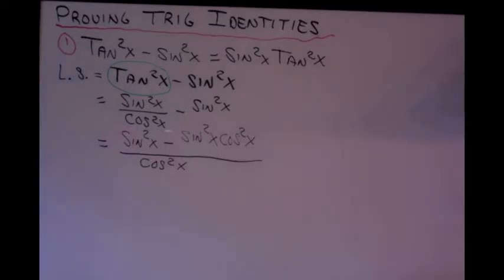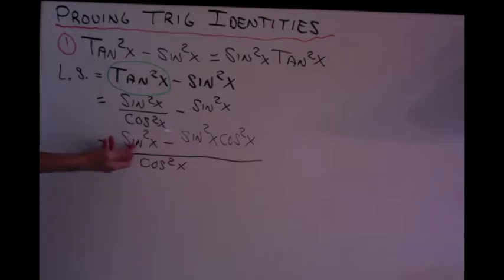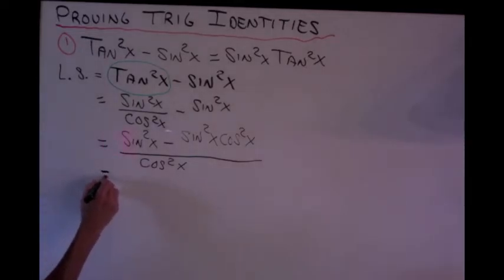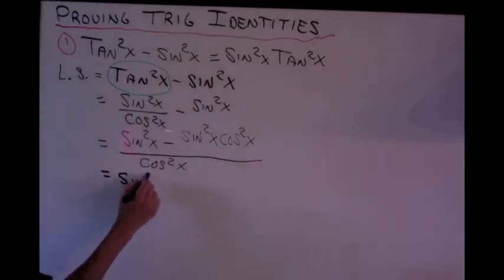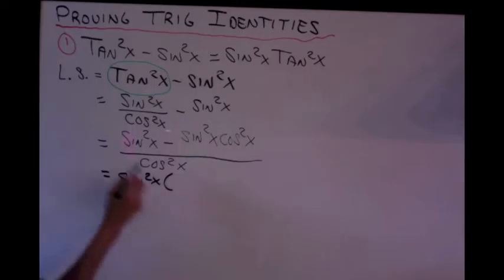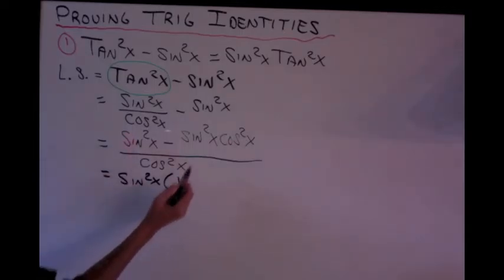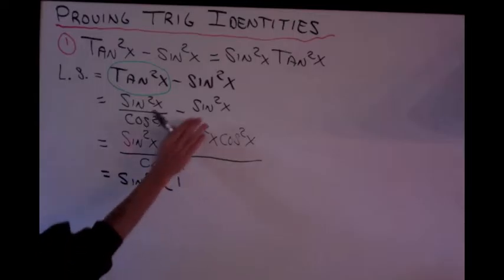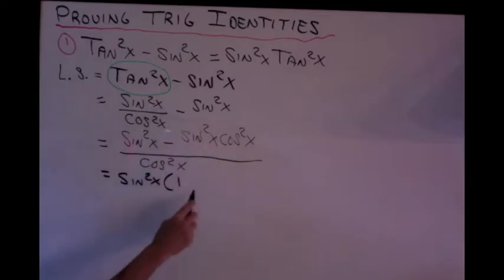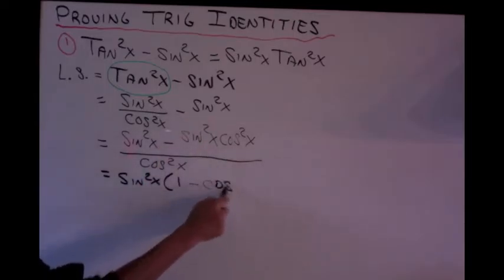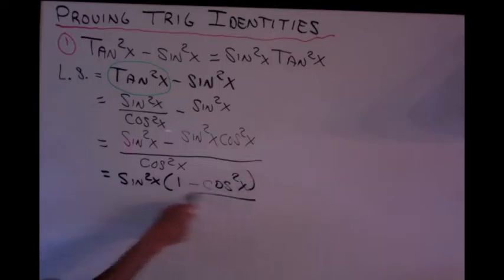Then, at this point, notice what we have here. We have a common factor. I have a sine squared in both of these. We're going to factor that out. So we're going to take out the sine squared x. When you factor sine squared x out of here, you're left with a 1. When you take it out of this expression, you're simply left with the cos squared x. And we're still sitting over cos squared x.